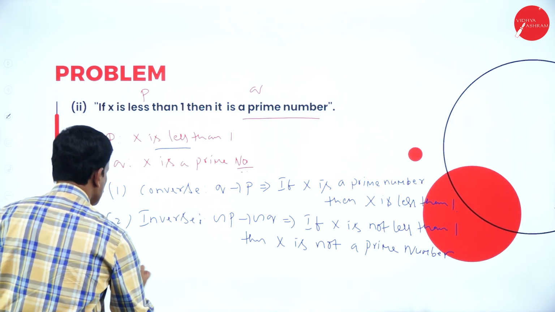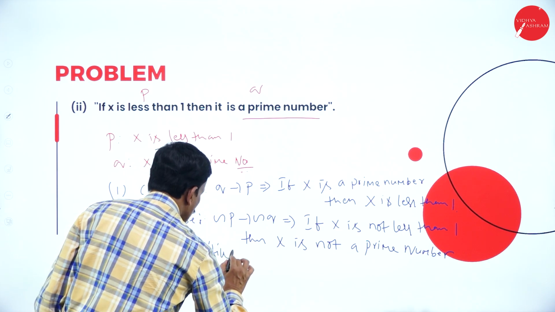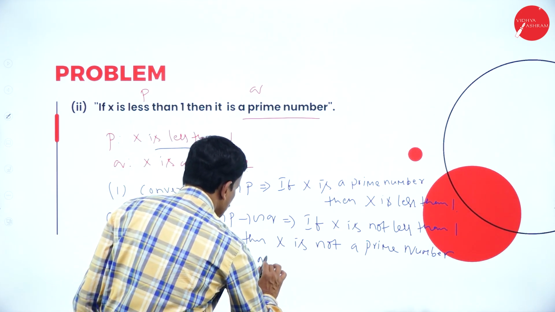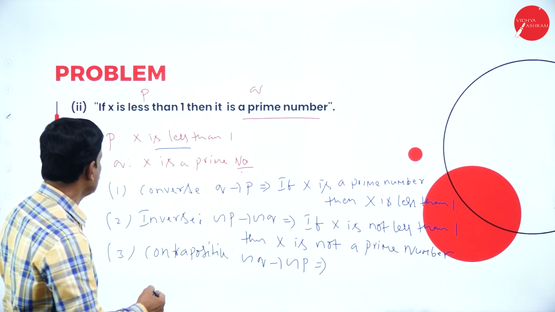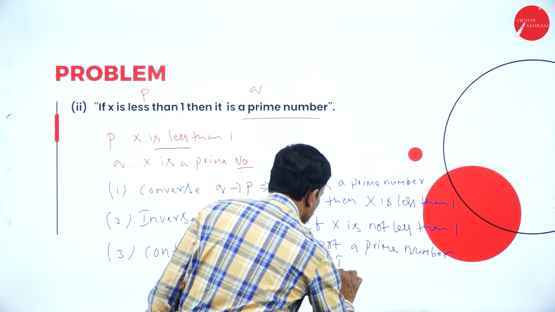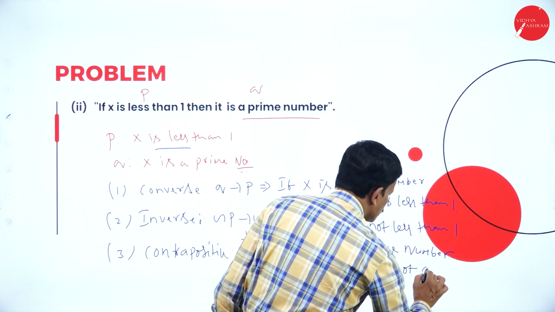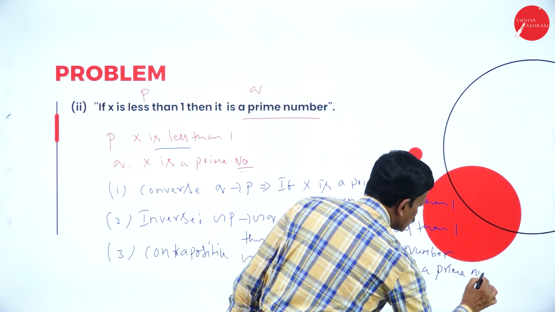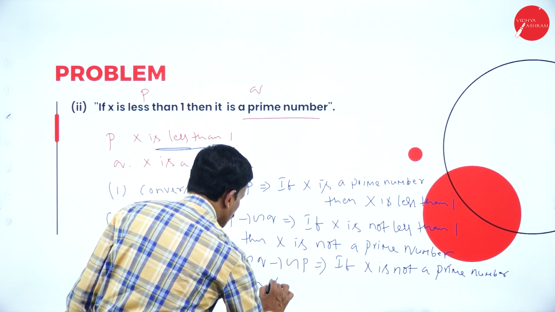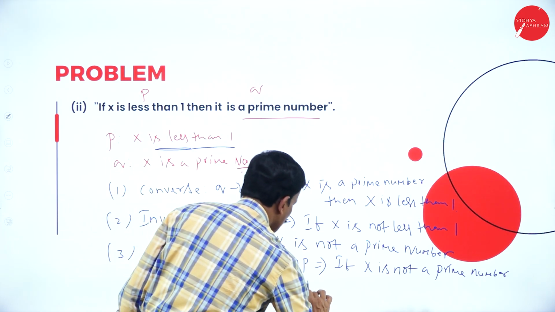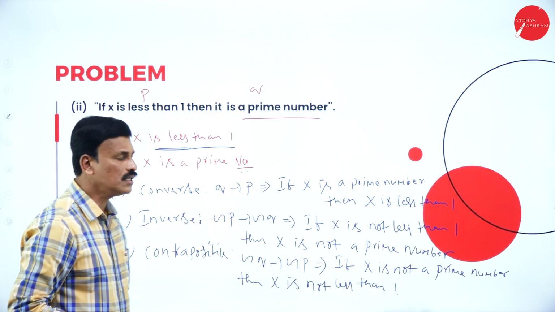And the third one, last one, is the contrapositive. What is a contrapositive? Contrapositive is nothing but negation of Q conditional to negation of P. Negation of Q conditional to negation of P is nothing but if x is not a prime number, then x is not less than 1. That's it. This is the contrapositive.